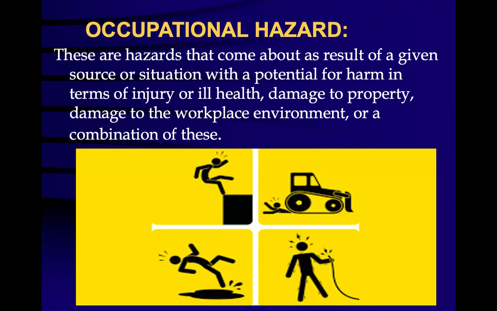What therefore is an occupational hazard? Occupational hazards are hazards that arise as a result of a given source or a situation. And this given source or situation has the potential for harm to come onto an individual in terms of injury or their health, and even go on to damage properties, workplace environment, or a combination of these. And I've given you these pictures, and the idea is that they talk about these occupational hazards once you cite them.